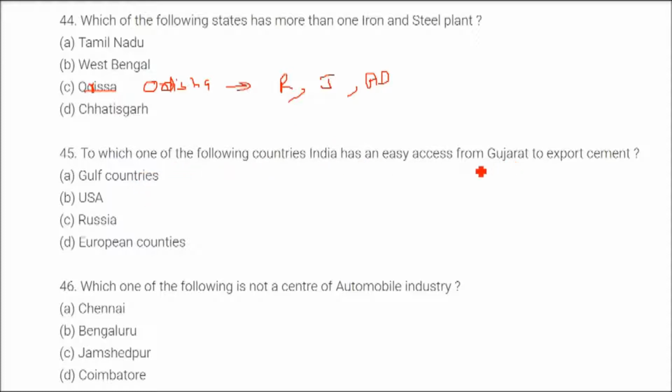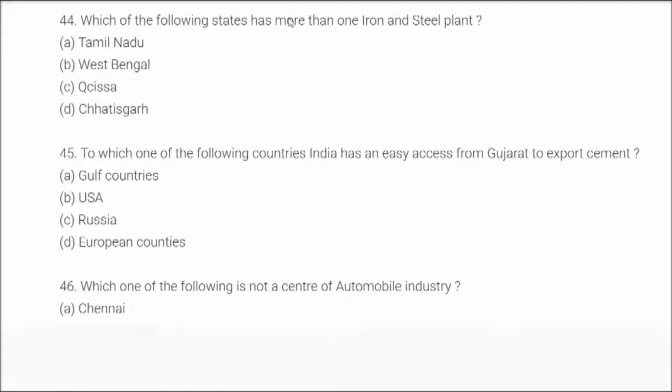To which one of the following countries does India have easy access from Gujarat to export cement? We have already seen this. Gujarat has easy access to the Gulf countries, so it is quite easy for export of cement. Gulf countries is the answer. Which one of the following is not a center of automobile industry? In fact, all those states have automobile industry, but Coimbatore is not famous for that.